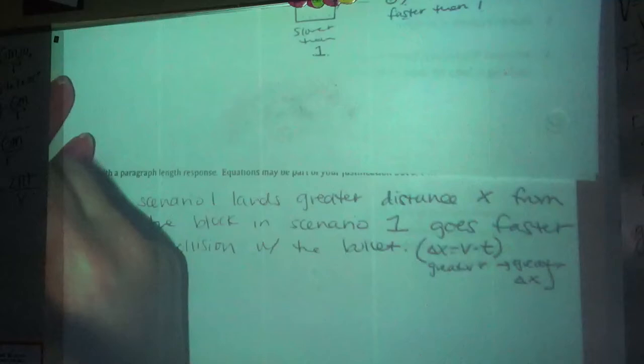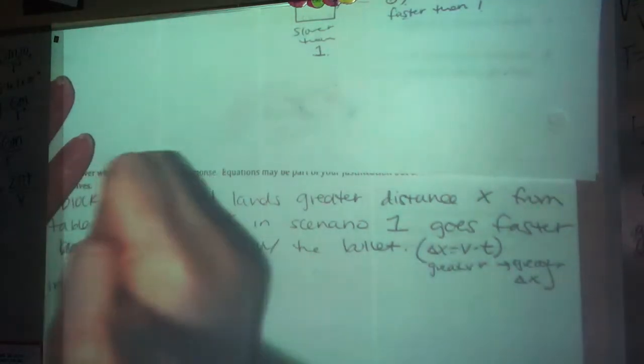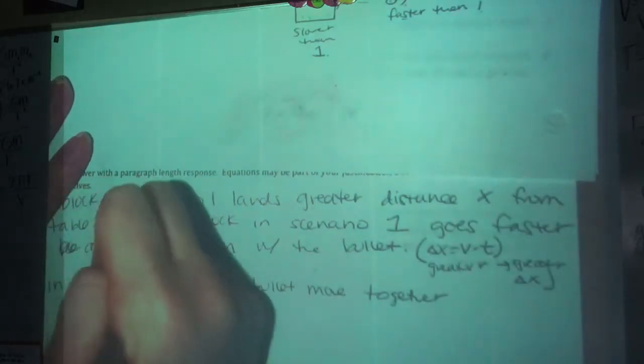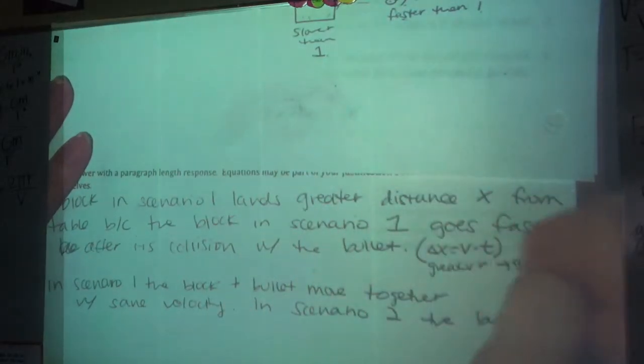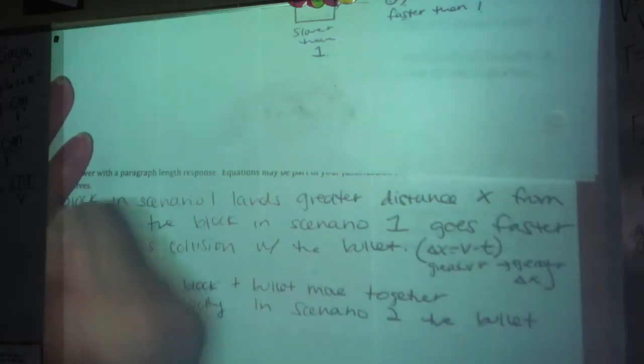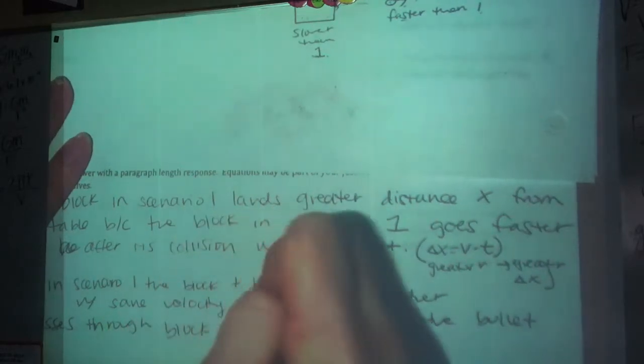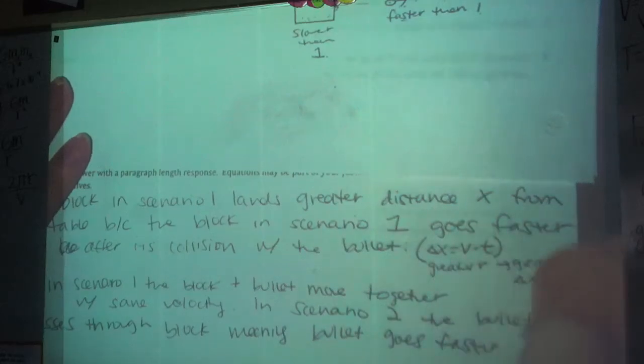So my explanation says that in scenario 1, the block and the bullet move together with the same velocity. In scenario 2, the bullet passes through the block, meaning the bullet goes faster than the block.